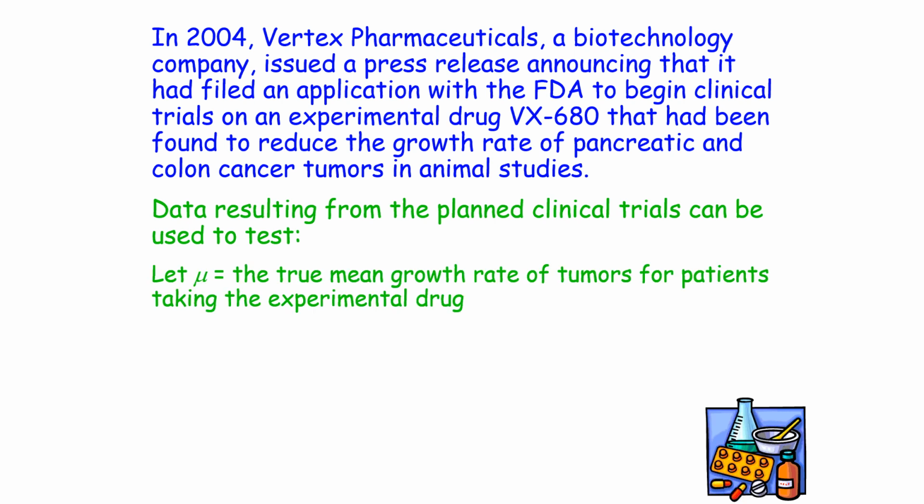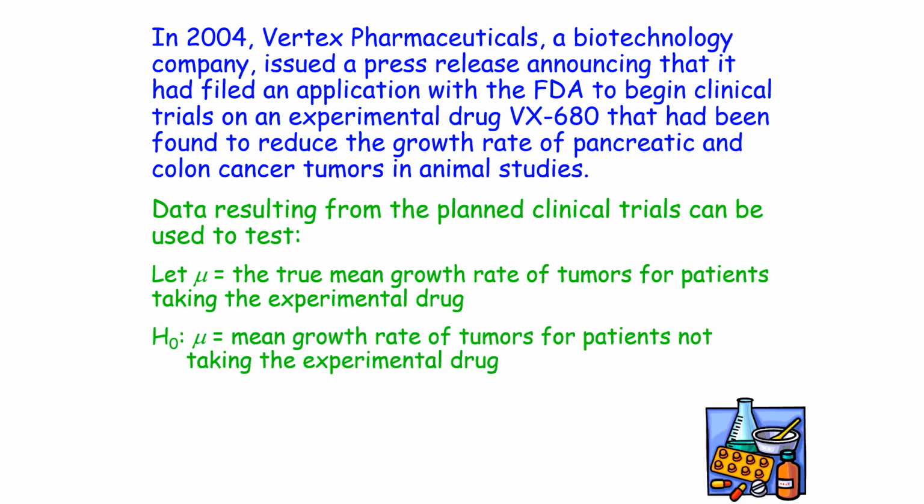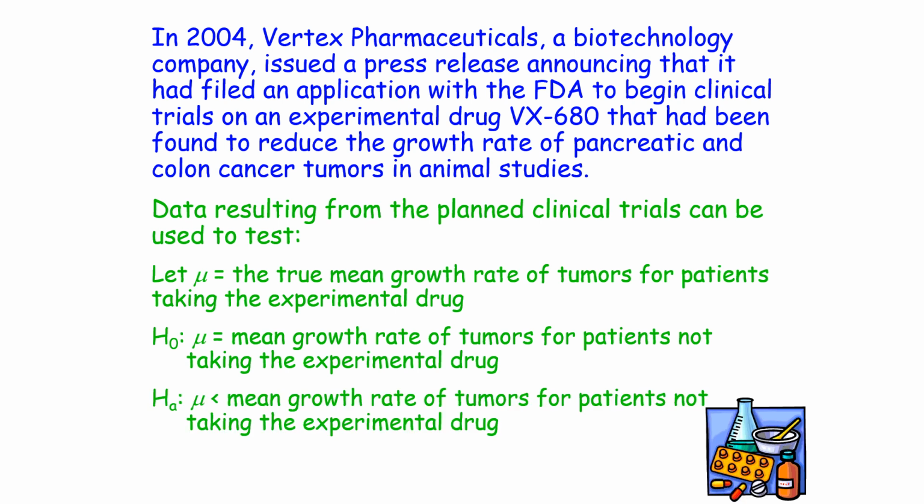So we're going to say that mu is the true mean growth rate of tumors for patients taking the experimental drug. So our null hypothesis would be that mu is equal to the mean growth rate of tumors for patients not taking the experimental drug. And our alternative hypothesis would be that mu is less than the mean growth rate of tumors for patients not taking the experimental drug. Remember that mu was the true mean growth rate of tumors for patients taking the experimental drug.